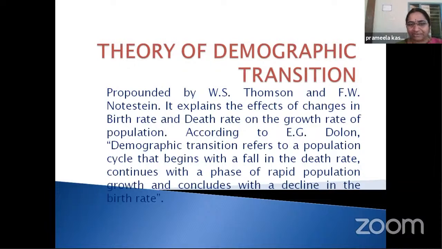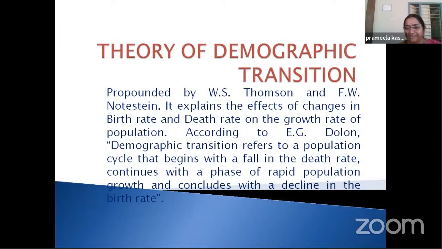According to D.E. Dalton, demographic transition refers to a population cycle that begins with a fall in death rate, continues with a phase of rapid population growth, and concludes with a decline in the birth rate. According to this theory, we can find three stages. This cycle starts with a fall in death rates first, continues with a phase of rapid population growth, and concludes with the decline in the birth rate.